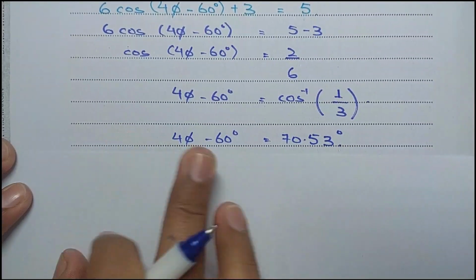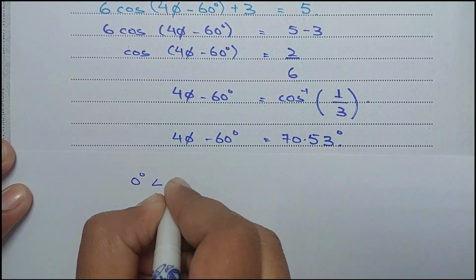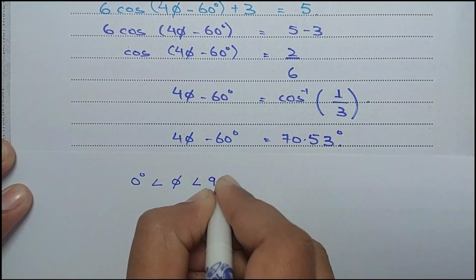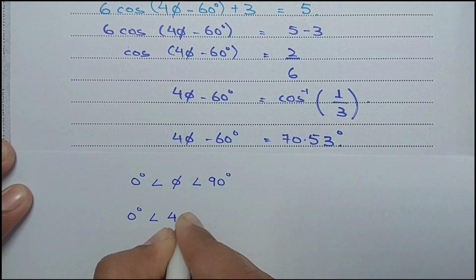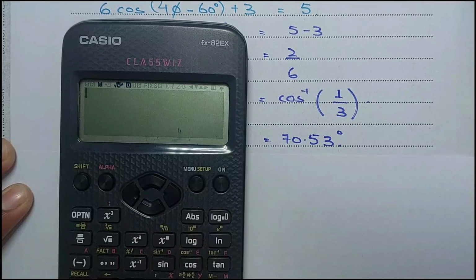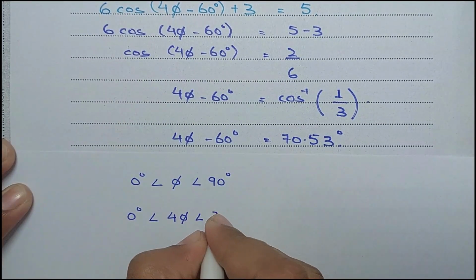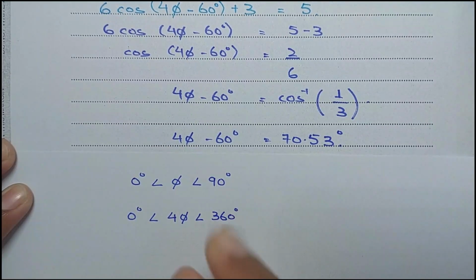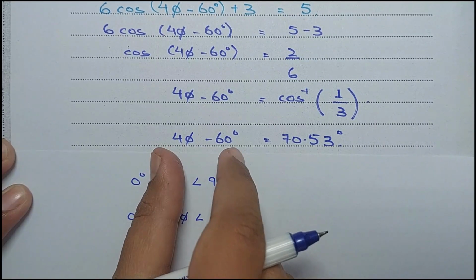After that equation, we know that phi is from 0 to 90. So what is the range for 4 phi? If 0 degree is less than phi, which is less than 90 degree, then 0 is less than 4 phi, which is less than 4 times 90, right? Everything is multiplied by 4, and 4 times 90 is 360 degree. It means 4 phi lies between 0 and 360 degree, right?